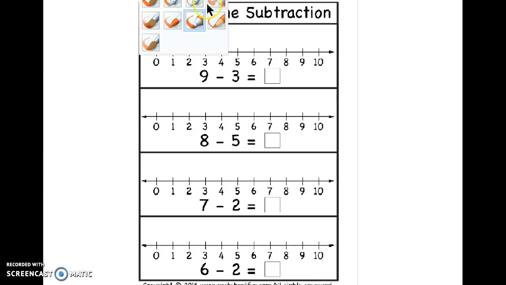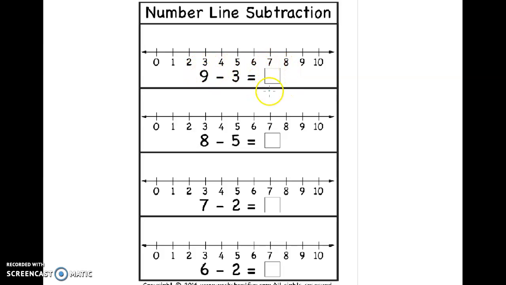Oh, well, let's not do a marker. Let's do a pencil. Let's see what color. Let's go with green. Okay, so we have first 9 minus 3. We want to know what the answer is to that problem. 9 minus 3. So we're first going to look at the first number in our equation, and that is the number 9. I'm going to go up here to my number line, and I'm going to find the number 9. And I'm going to draw a dot on that number here.